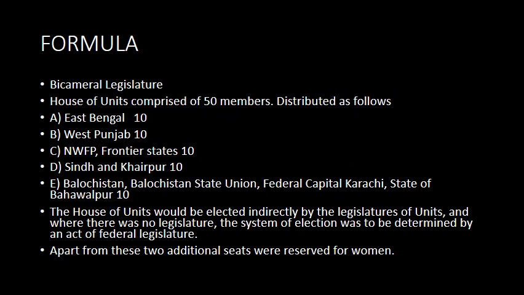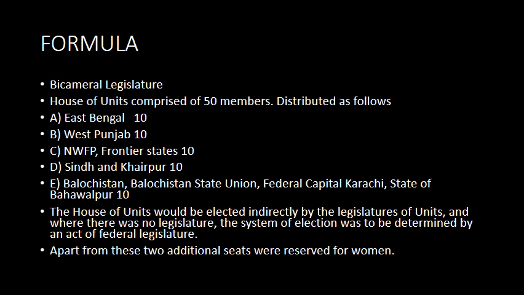According to this formula, the parliament had to be a bicameral one. It means there will be two houses in parliament, an upper house and a lower house. The lower house was called the House of People, and the upper house was called the House of Units. In the upper house, equal representation was given, and in the lower house, representation was given according to the population.